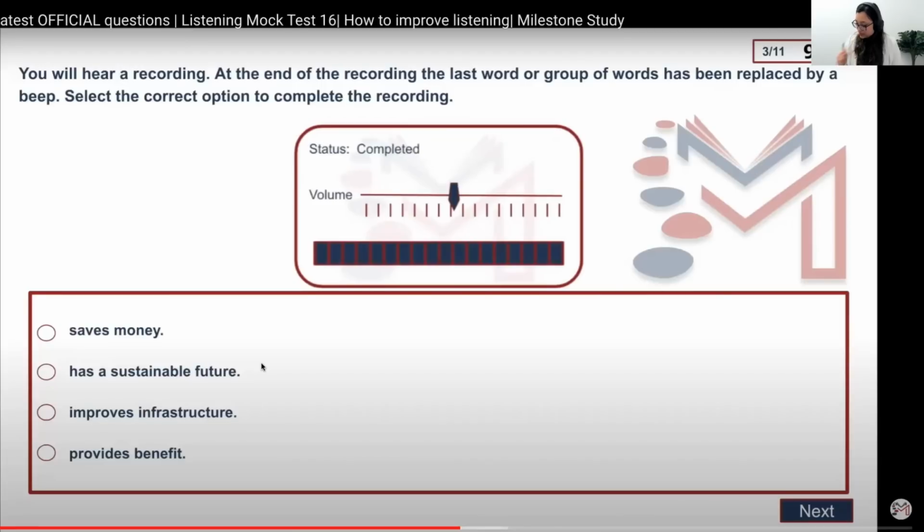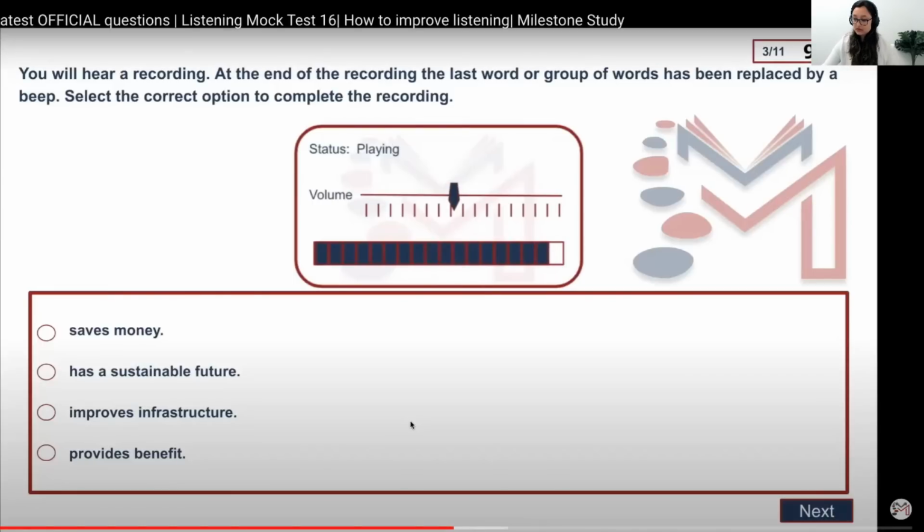What are they trying to say? They're trying to say that if they reuse, recycle, and they also have policy measures, that they will have dash. They're not concerned with money. They're not concerned with infrastructure. It could be provides benefit or has a sustainable future. The closest with the way they are going in the audio is they will be saying has a sustainable future. Okay. Let's play the last parts once more.